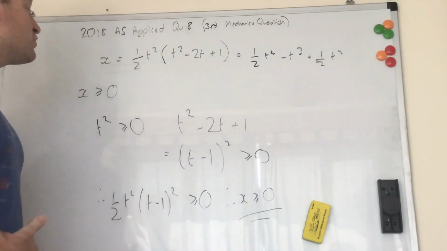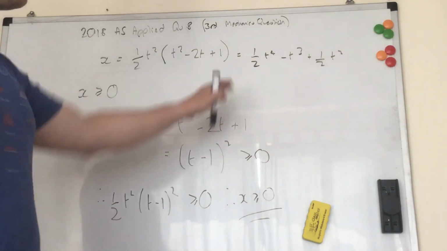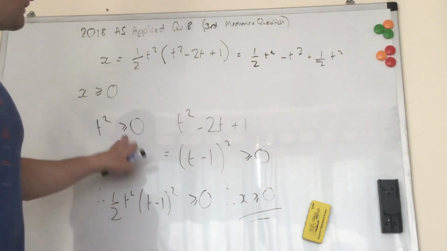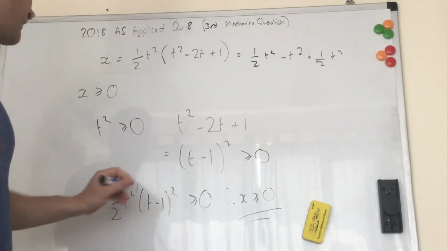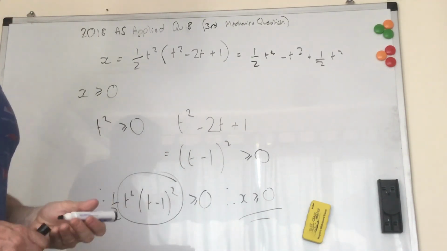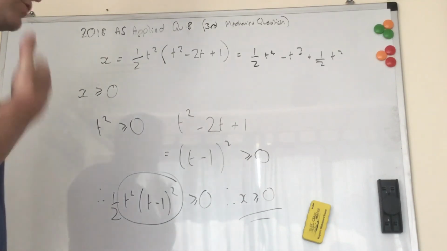Okay, it's not enough to just randomly say, yeah, that's greater than or equal to 0, let's go on. You need a bit more explanation, breaking it up into its two parts, or saying this is a perfect square, so it must be greater than or equal to 0, or something like that.